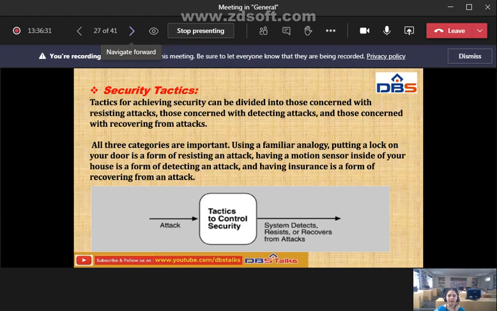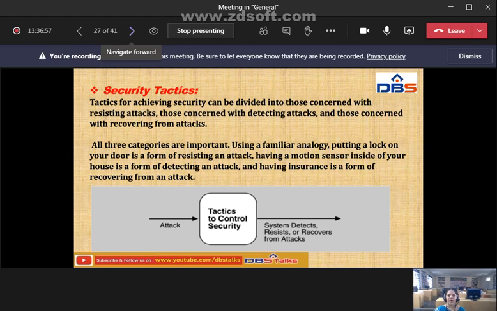Using a familiar analogy, putting a lock on your door is a form of resisting an attack. For example, in general we can put a lock on our door or main door. First, primarily, we can resist an attack by locking our door.